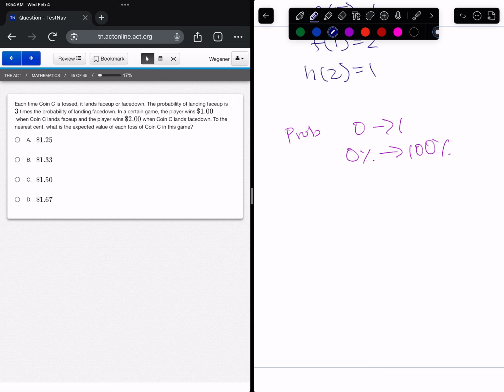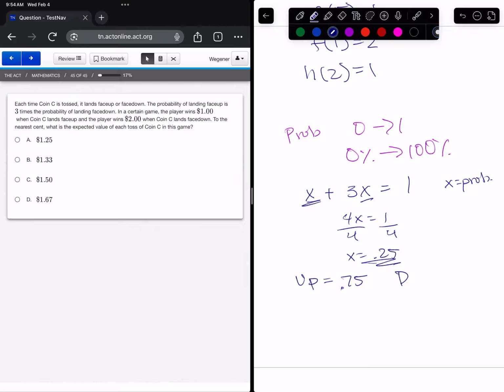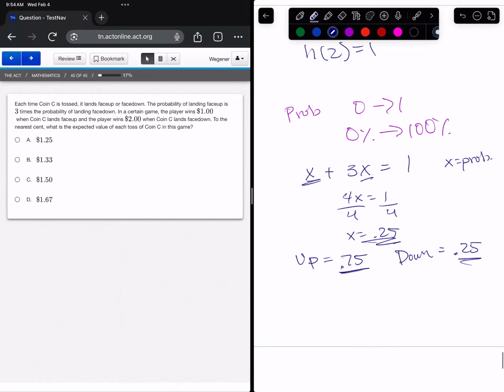So we have x plus 3x equals 1, where x is the probability of something happening. So 4x equals 1, so x equals 1 divided by 4, which is 0.25. Facing up is 3 times that, so this is going to be 0.75, and then down would be just 0.25. If we add these two, they equal 1, so this makes sense so far.